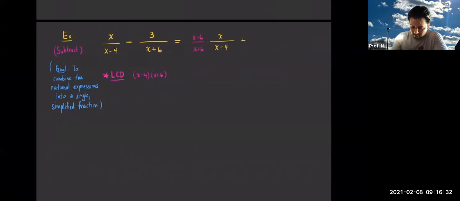And then this one here, well, there's a minus. So be careful with that minus sign. And this would be x plus 6. And I'm multiplying the top and the bottom by x minus 4. So the denominators, I'm just going to leave it as a multiplication of the x plus 6 parentheses x minus 4, because that's how you multiply fractions, right? You multiply by just multiplying across.